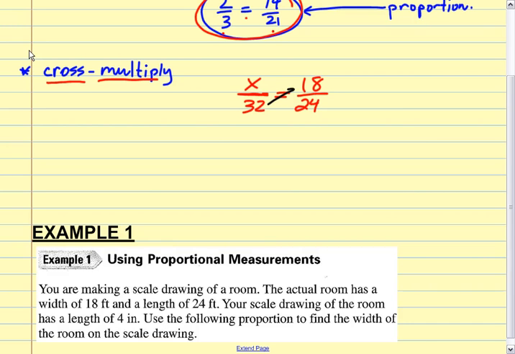I'm going to do 18 times 32. You have your calculator. What do you get? 576. Good. Joanna, what do I do next? Then I have 24 times x, right? On the other side. Now, how do I find out what the x equals?